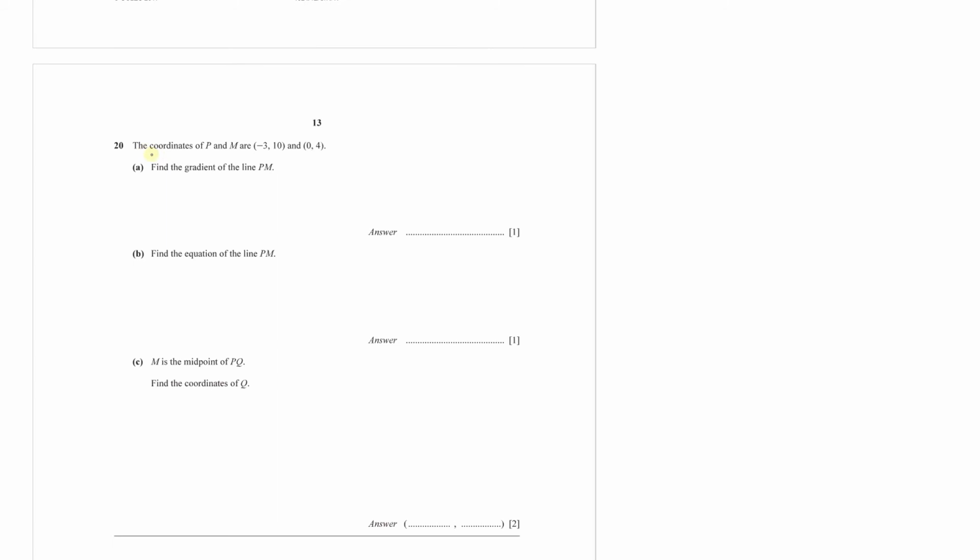Question number 20: the coordinates of P and M are given by this. Find the gradient of the line PM. So you're given 2 points. Let me call this x1 and y1, and let me call this x2 and y2. So your gradient m equals y2 minus y1 over x2 minus x1, change in value of y divided by change in value of x. So y2 minus y1 is 4 minus 10 divided by x2 minus x1, which is 0 minus 3. So 4 minus 10 is minus 6, and this becomes positive 3 and then minus 2.